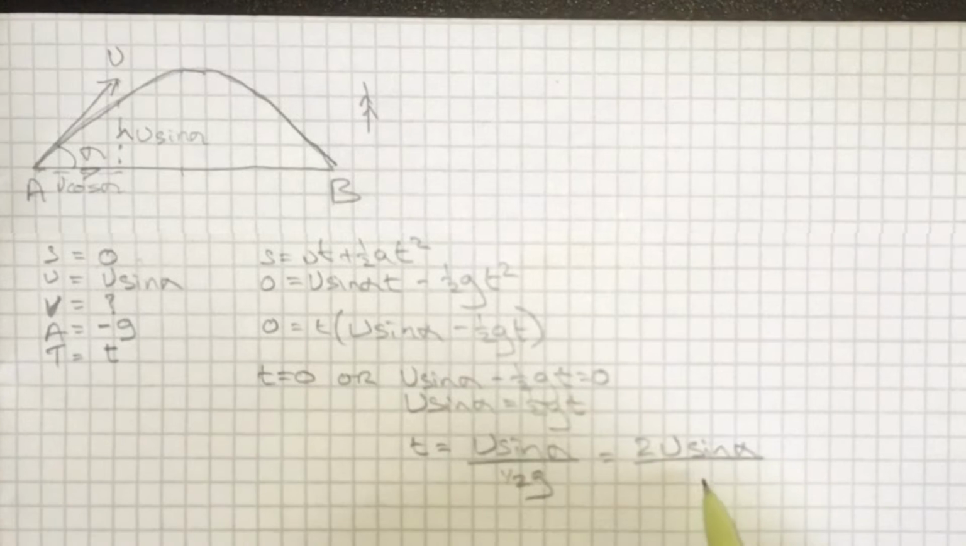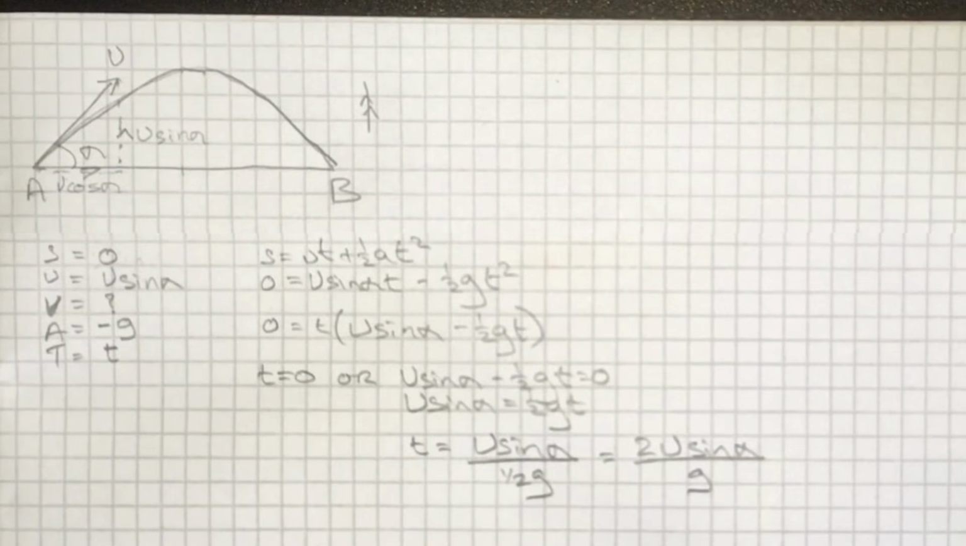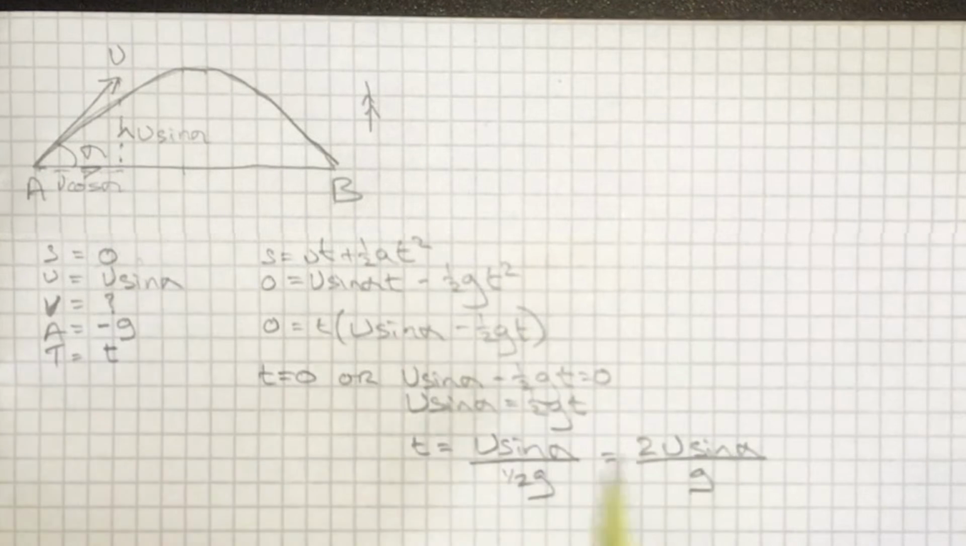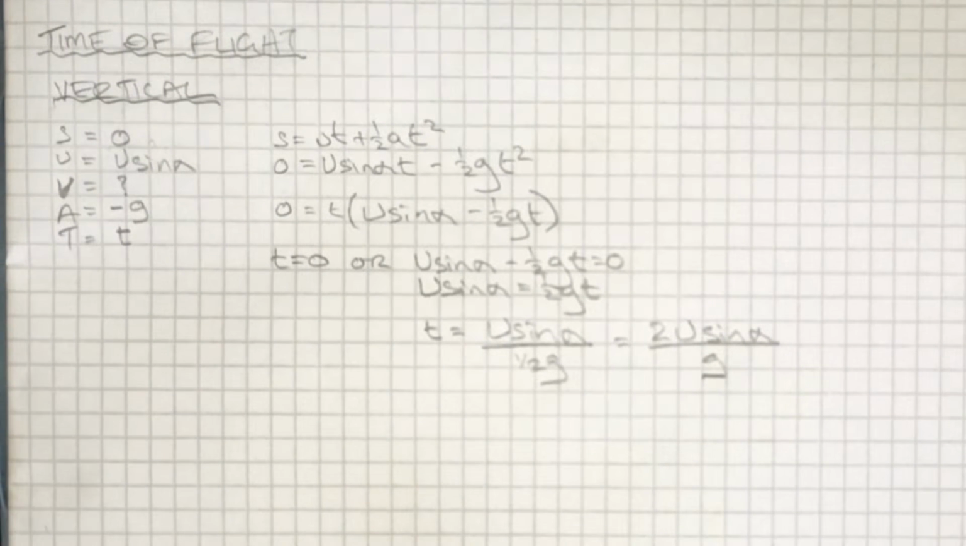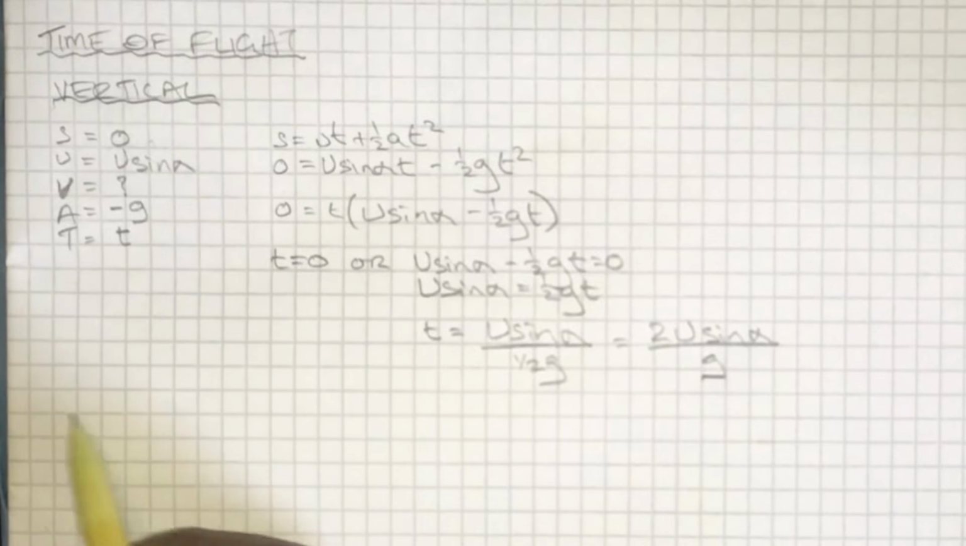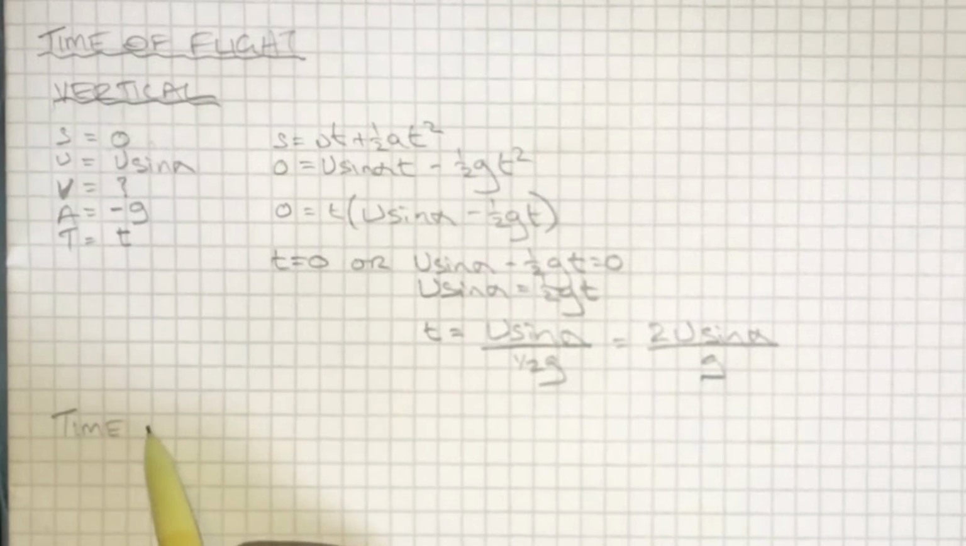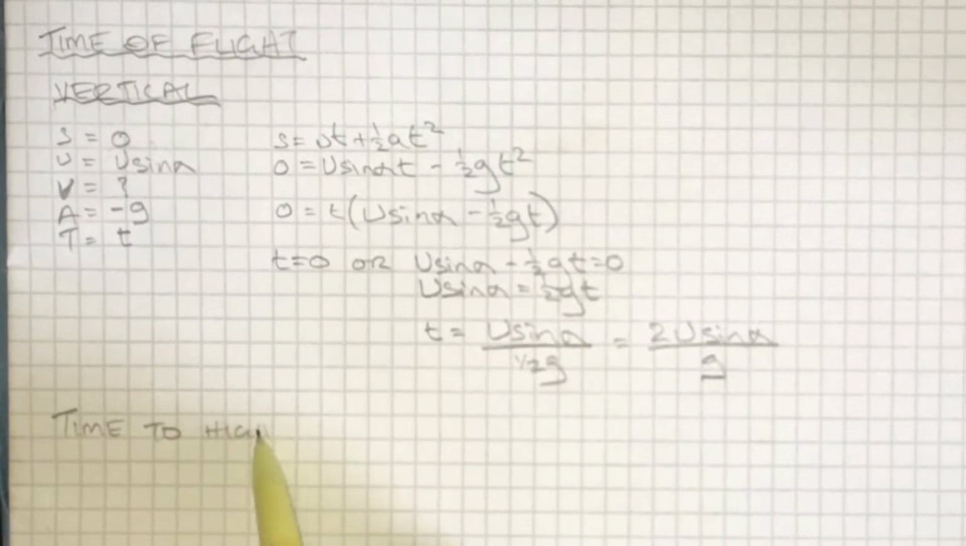Just making sure I don't have a fraction on the bottom, I'll multiply the top and the bottom by 2. And this is the expression we're looking for, 2u sine alpha all over g. So this is the general expression for the time of flight of a particle, and that will be the time it takes to get from point A to point B.